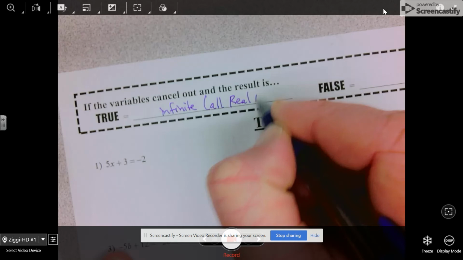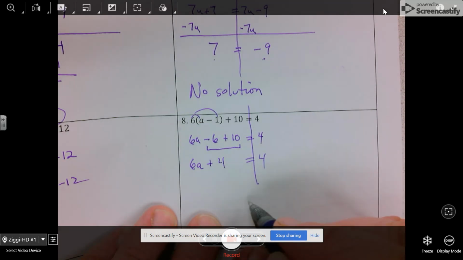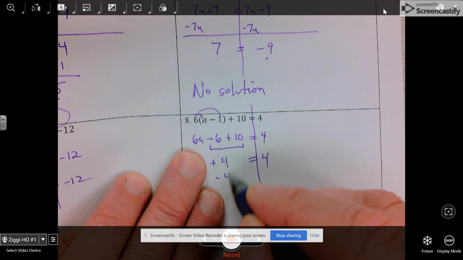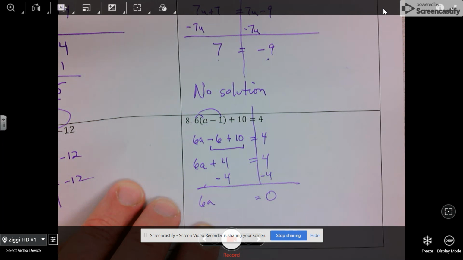Distribute: 6a minus 6 plus 10 equals 4. Always take care of that stuff first. Combine like terms before you move on. 6a plus 4 equals 4. Cover up the variable, do the opposite. Minus 4, minus 4. 6a equals 0. Now, some people get crazy here. 0 is a number. It's what I'm getting you for Christmas. You can measure it. You're getting nothing from me for Christmas. So I can divide it by another number. I can take 0 and divide it up 6 ways. It's still 0. I cannot do the other way around. So the answer is a equals 0.